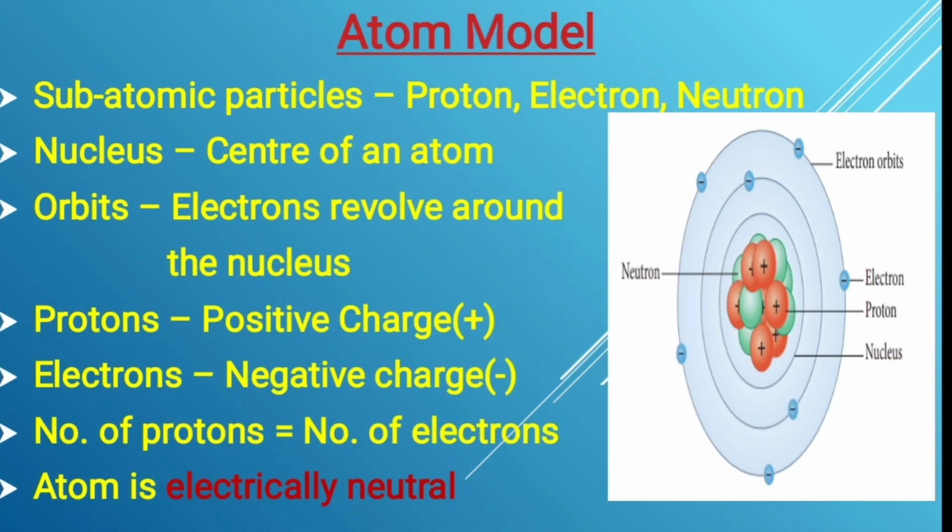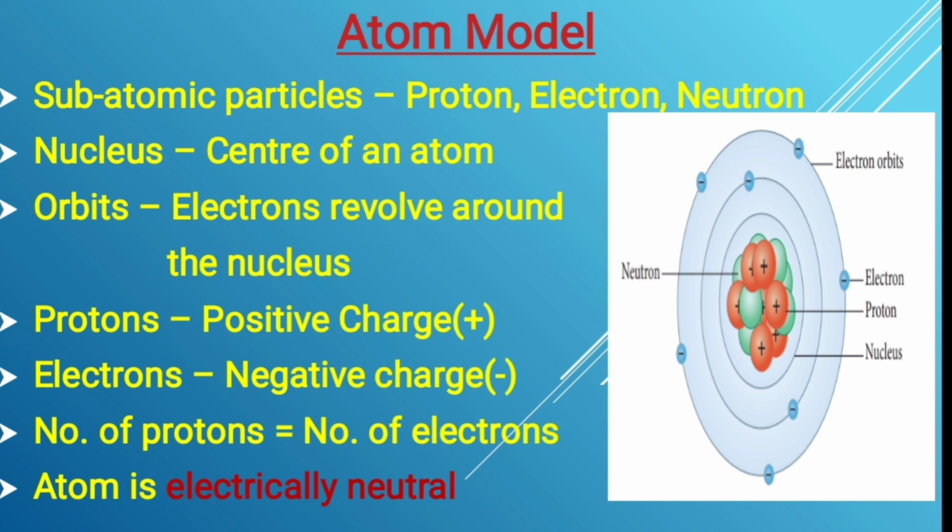Before getting into the topic, shall we discuss the basic concepts of an atom? Here is an atom model. An atom consists of subatomic particles like proton, electron and neutron. The nucleus is present in the center of an atom. Orbits are nothing but the paths along which an electron revolves around the nucleus.